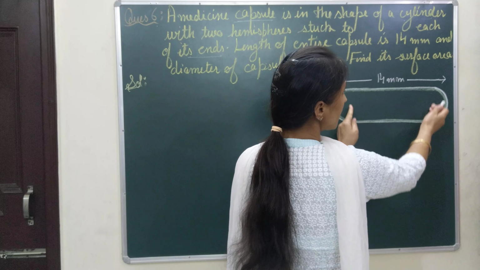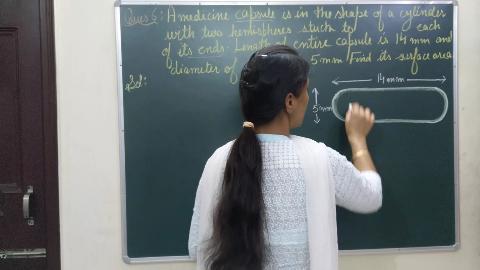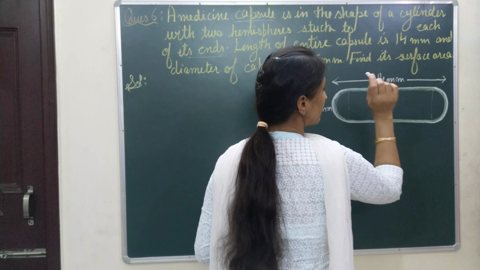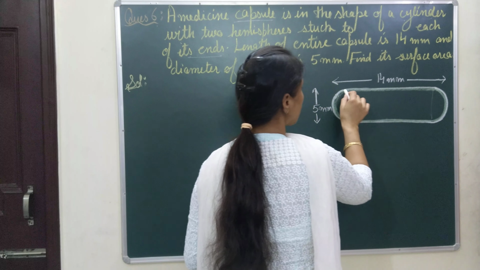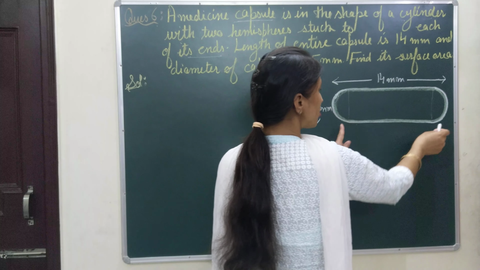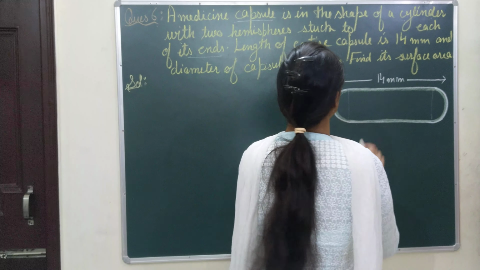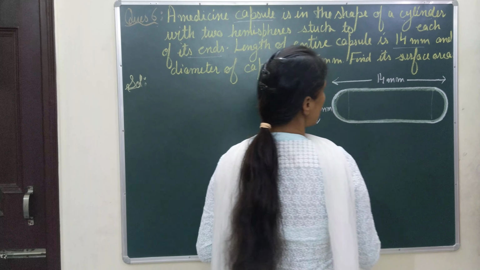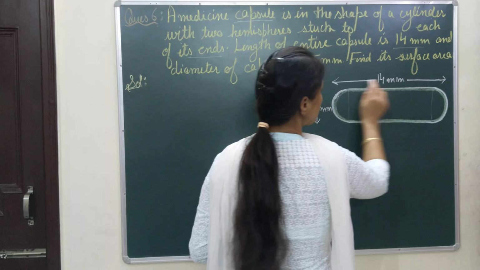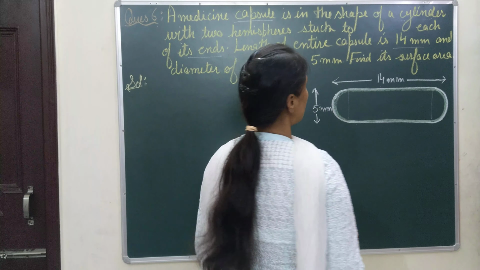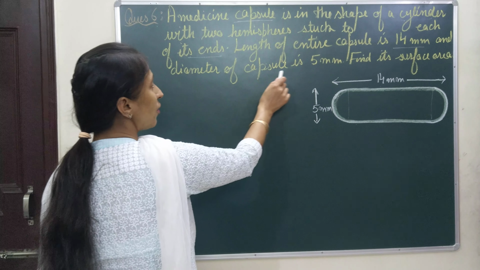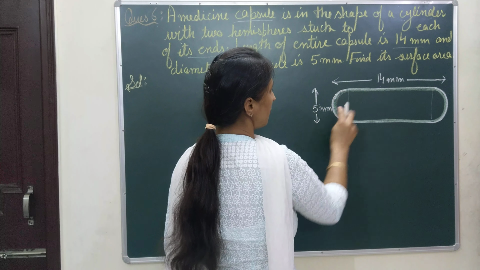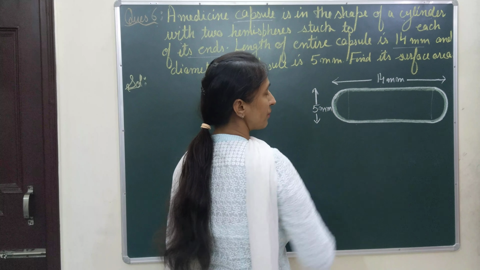The capsule is actually in cylindrical shape, if you can see here. The capsule is like this. But to close it, two hemispherical ends are attached on both of its sides. Next, the length of the entire capsule is 14 mm. The full length of this capsule is given to you, that is 14 mm. And the diameter of the capsule is 5 mm. The diameter of the full capsule is also given to you.